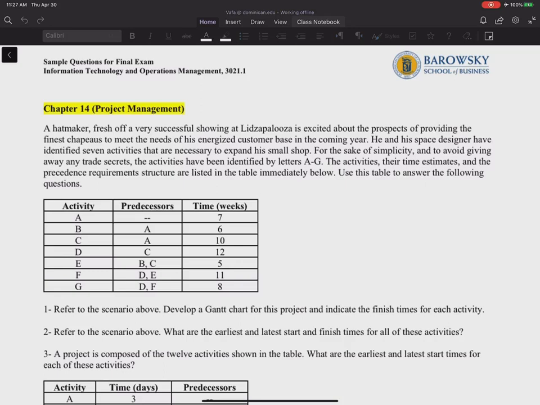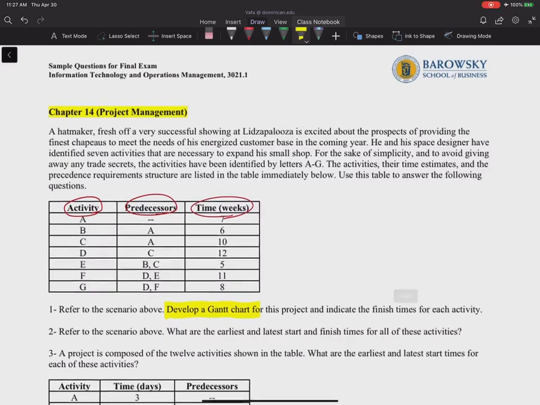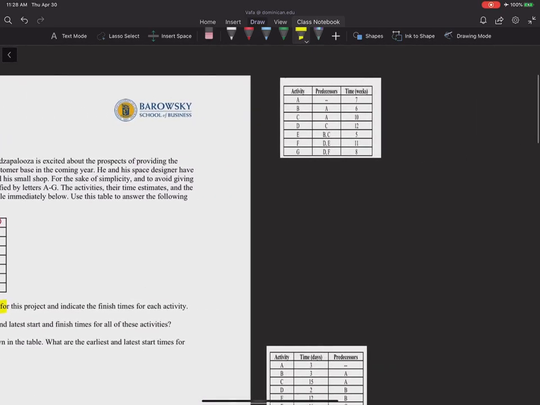Okay, so we can see that we have here our activities and their predecessors and the time that each activity will take. The first question basically says: refer to the scenario above, develop a Gantt chart for this project and indicate the finish time for each activity. So we need to go ahead and build a Gantt chart for this question. So let's use this area here.